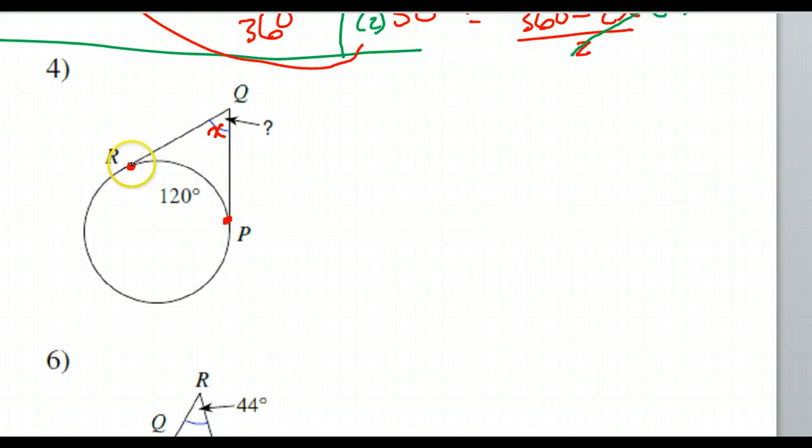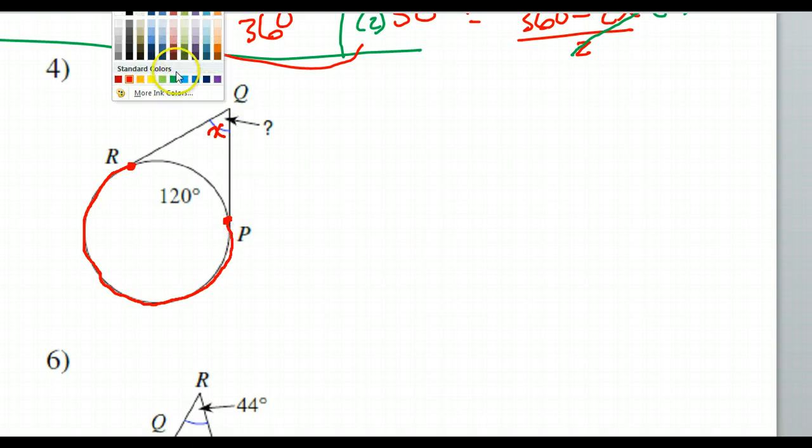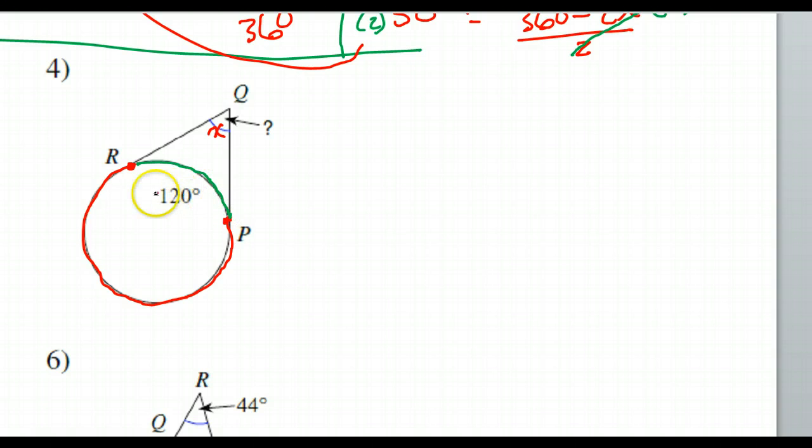You know, we've got the big arc is like this, and then the small arc is like this. Since the small arc is 120, if I want the big arc, I will simply do 360 minus 120, and that'll give it to me. Of course, that is 240 degrees. Alright, so there it is.